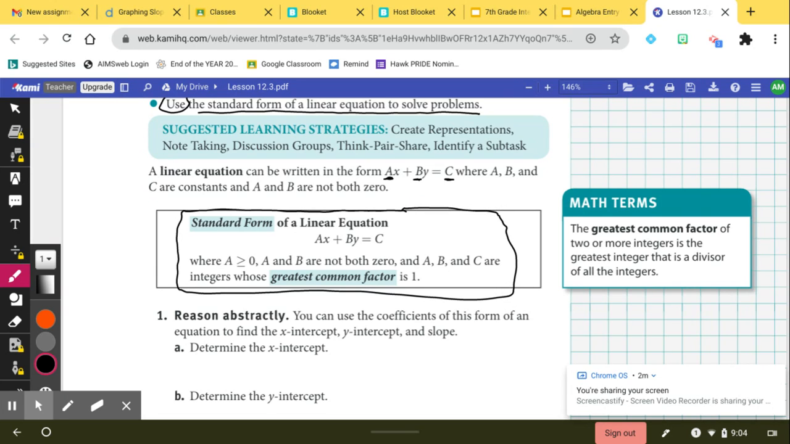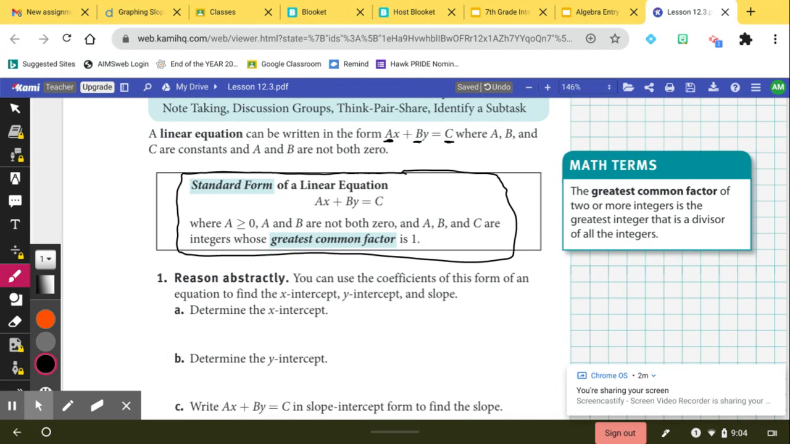And now with standard form, again, it's not as nice and friendly because we have to have some rules. a needs to be greater than or equal to 0. So if a is negative, we're going to need to do some work to get that not negative. a and b both can't be 0 because if they're both 0, we wouldn't have a linear equation. And then a, b, and c must be integers whose greatest common factor is 1. So they need to be whole numbers. So if they're fractions, we're going to have to do some multiplying. And then their greatest common factor is 1. So if we can divide by a common number to reduce those a, b, and c's, then we're going to need to do that.